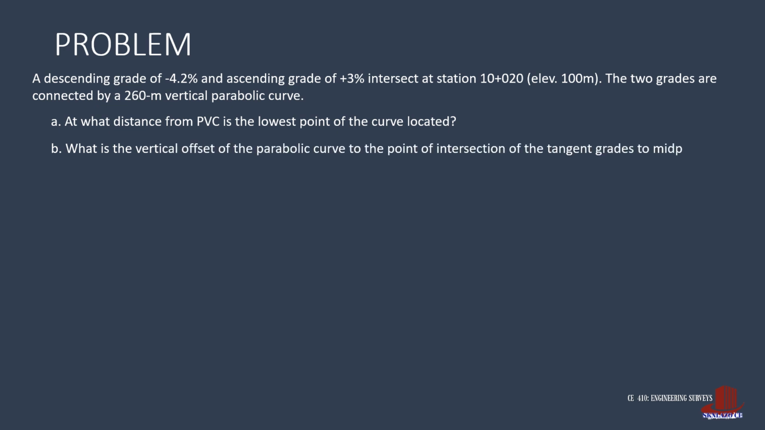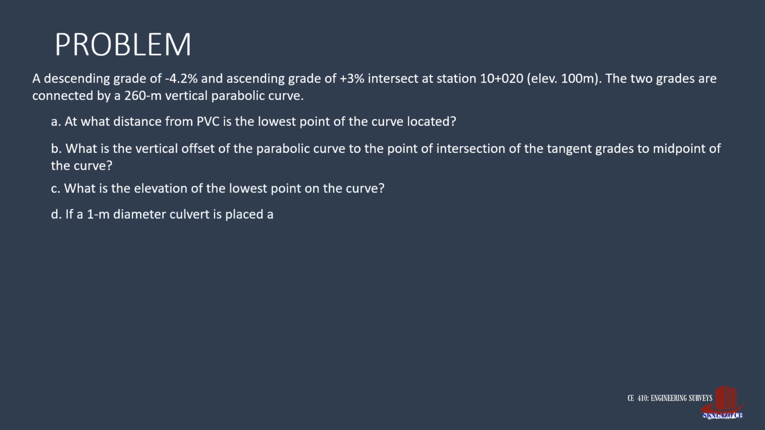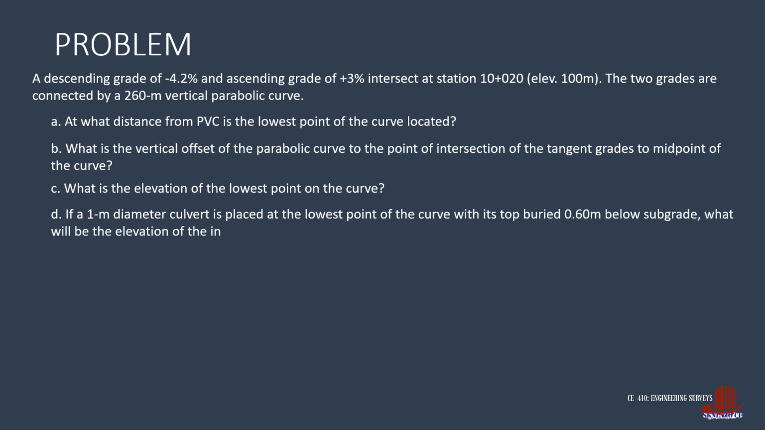to PVI. Next is the elevation of the lowest point on the curve, and then the elevation of the invert if a 1 meter diameter culvert is placed at the lowest point of the curve. Let's illustrate the curve again.